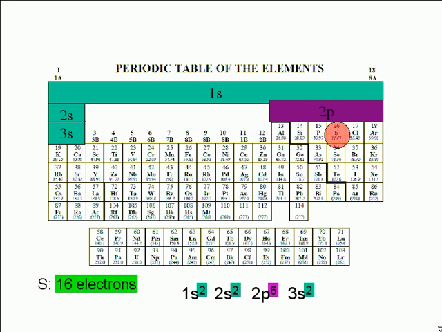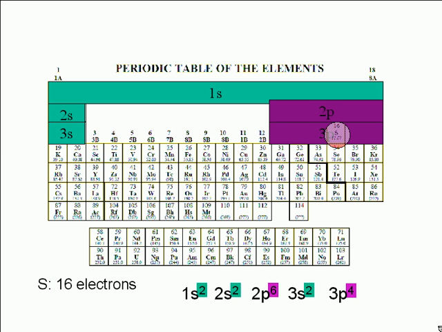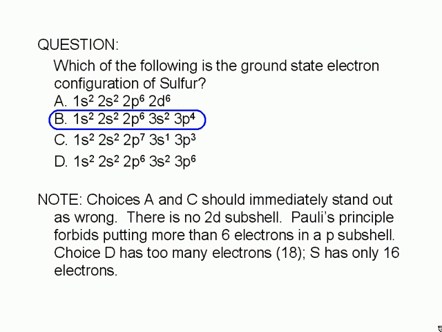So far, we have assigned 12 electrons. We have 4 more to assign. These 4 will go into the next subshell, the 3p subshell. Therefore, the ground state configuration of a sulfur atom is 1s2, 2s2, 2p6, 3s2, 3p4. And the correct answer is B.